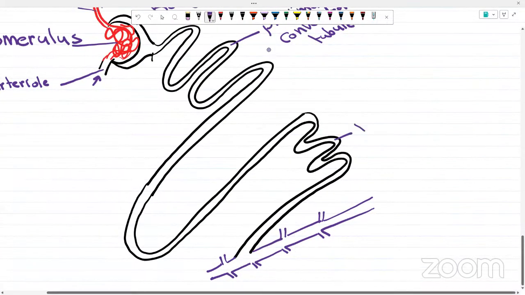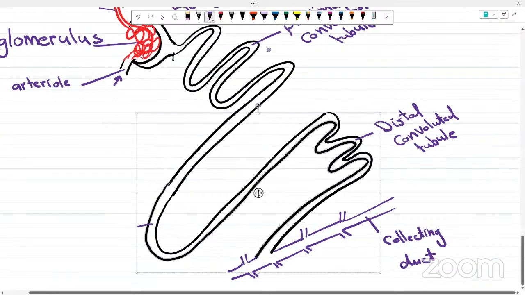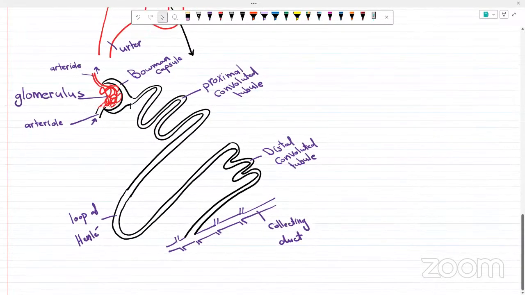Okay, here is the distal convoluted tubule. Here is the collecting duct. Here is the loop of Henle. This is the nephron and the parts of the nephron.